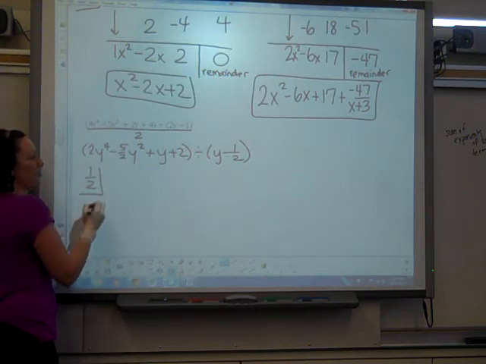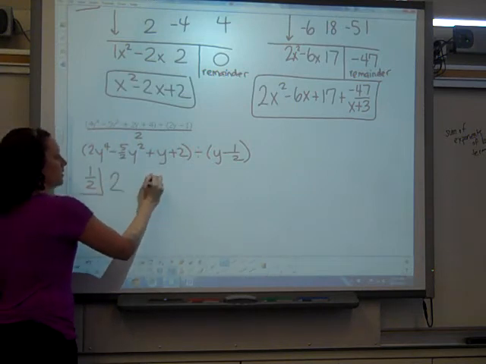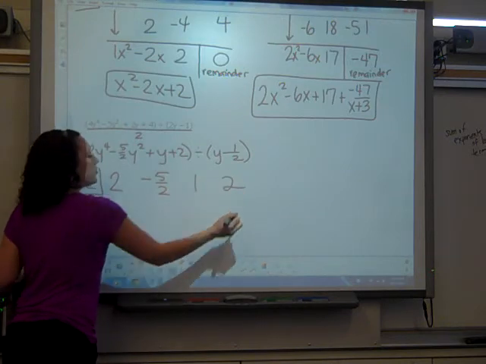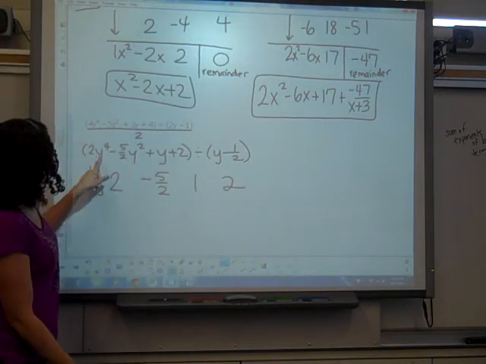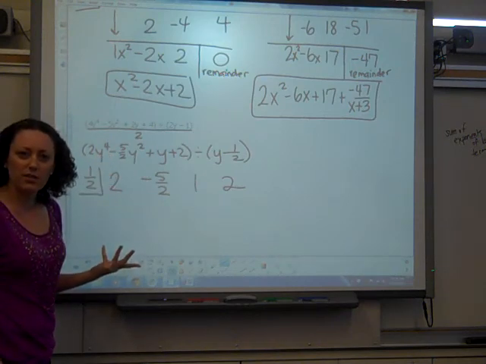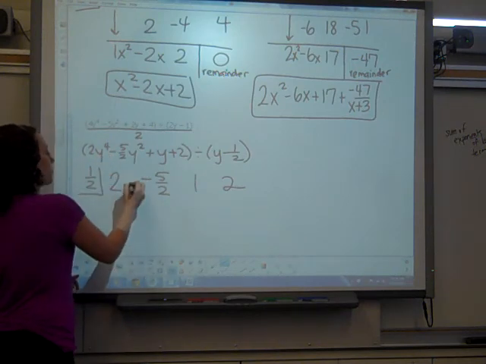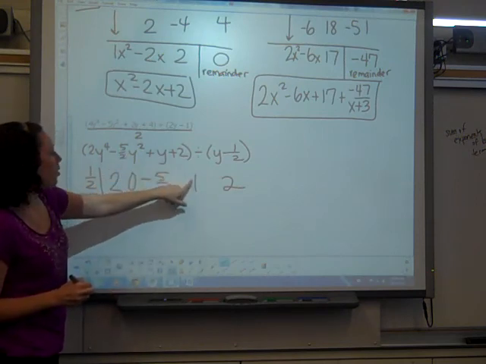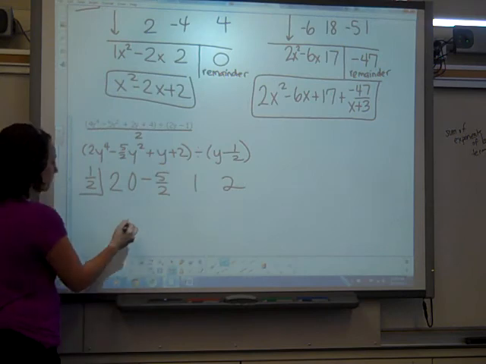I need to bring down my coefficients. 2, negative 5 halves, 1, 2. I need to make sure they're all there. Y to the 4. Oh, there's no y cubed. What do we put there again? Oh, a 0. 0, right. Got it. Thank you for your help out there. So 2, 0, negative 5 halves, 1, and 2.